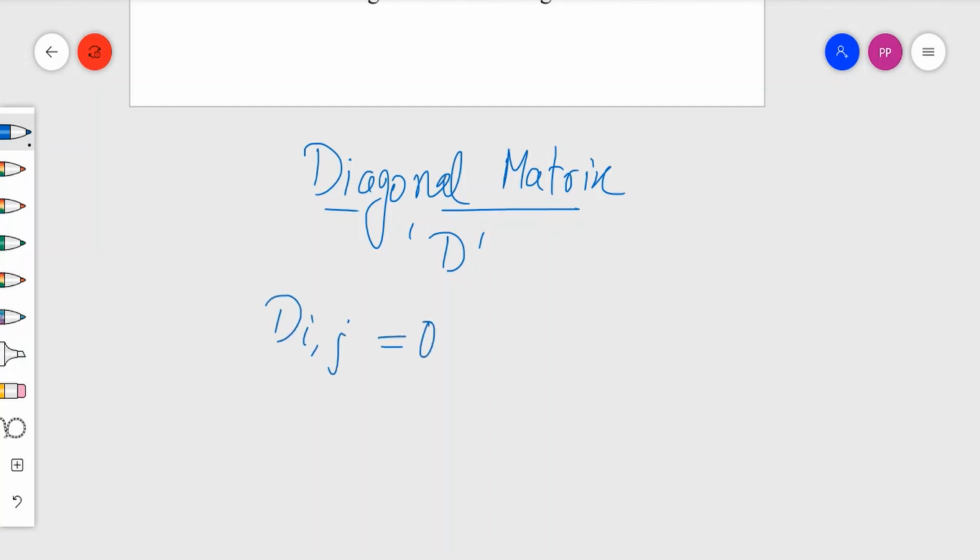and any element Dij is equal to 0 for i not equal to j, and Dij not equal to 0 for i equal to j. So let us see an example of this.